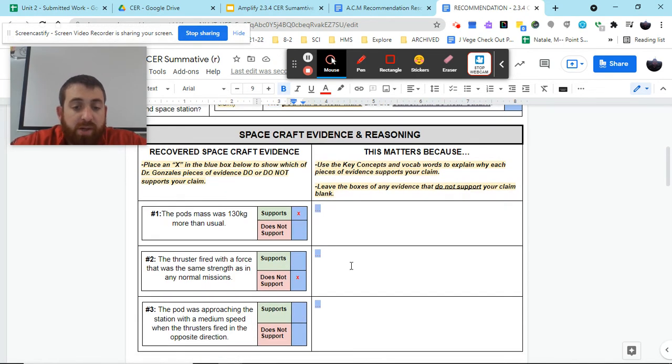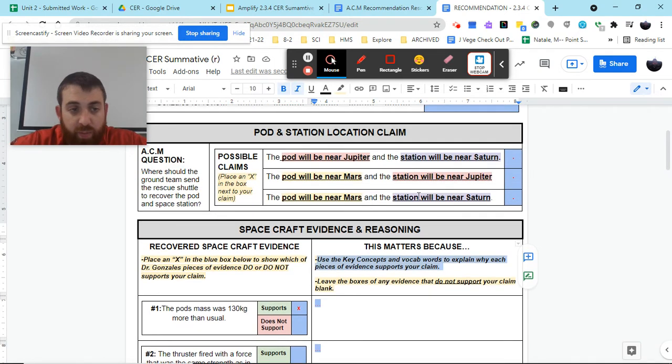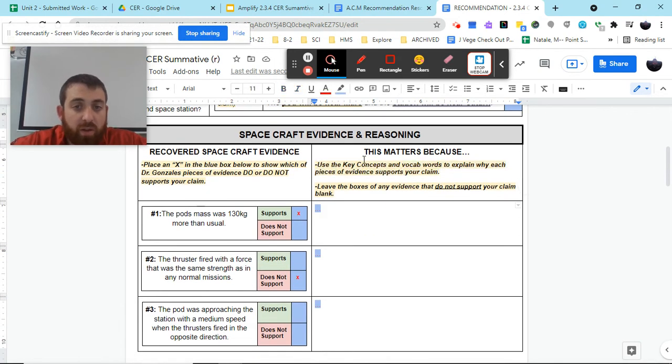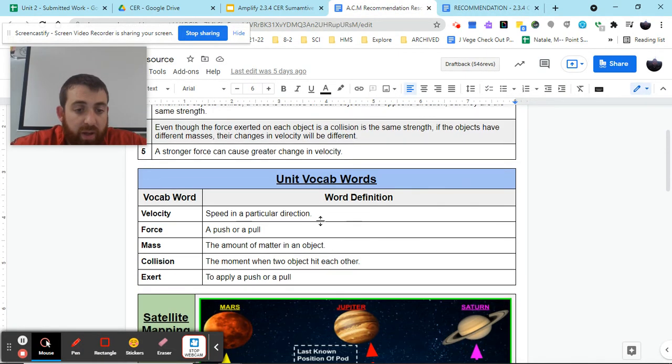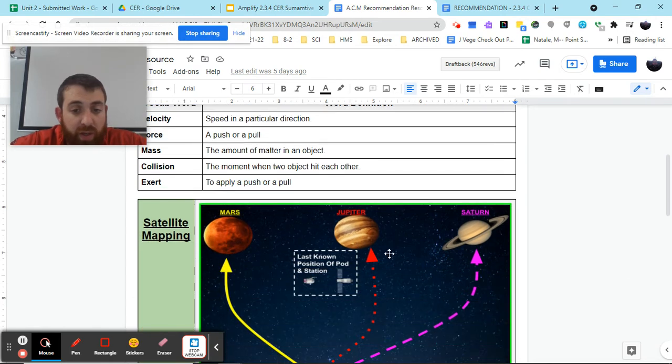Once you've done that, you'll go into each one, and if you chose support, you need to use your key concepts and vocab to explain why this evidence supports the claim you picked. So you'll go in, use your key concepts and vocab. This is a great time to pull in your resources to figure out which ones you need and which words you can use to pick the different locations.